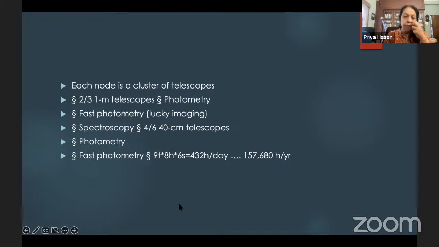Now, each node, or the 7 nodes which I showed you, have 1 meter telescopes. Some of them have the larger 2 meter ones. They have 40 centimeter telescopes where you can do photometry. If you want to do spectroscopy, you'll have to use the 1 meter or 2 meter ones. The 40 centimeter ones, which we can use, only let you do photometry. That's why the focus in this workshop is on photometry, because that's what we can do with the telescopes we have access to. We can't do spectroscopy.